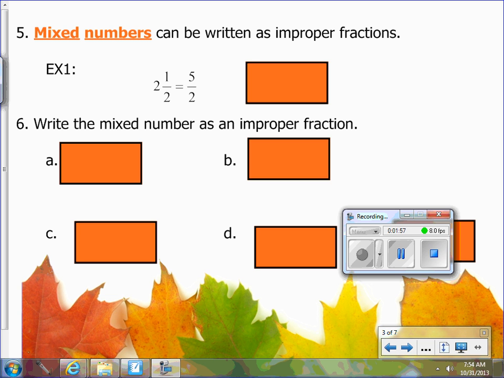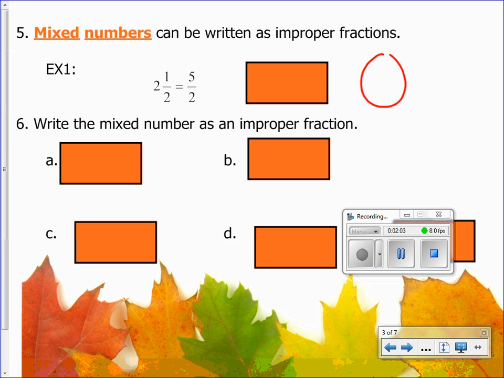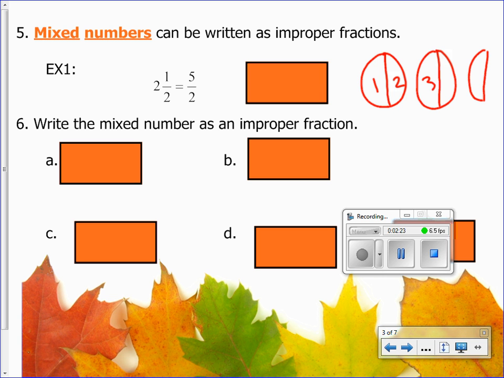So when you have a mixed number, such as in 5, you check the denominator to see what it is divided into. So in this example, we have 2 wholes, and they're going to be divided into 2. And then I have another half. So I have 1, 2, 3, 4, 5 halves.